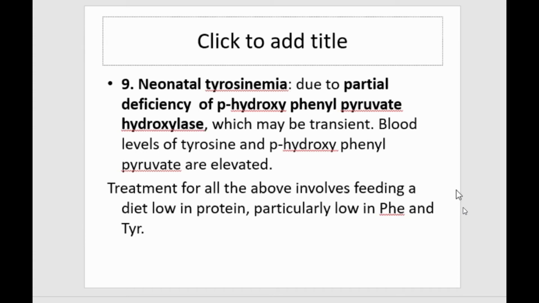Treatment for all the above involves feeding a diet low in protein, particularly low in phenylalanine and tyrosine, so the damaging effects of these amino acids are removed. So, of course, getting that diet becomes expensive. Amino acid hydrolysate or some specific diets are to be provided to these children.